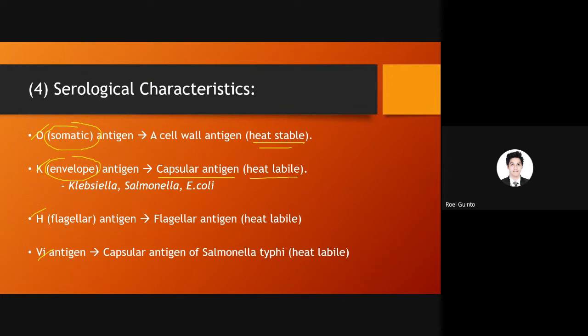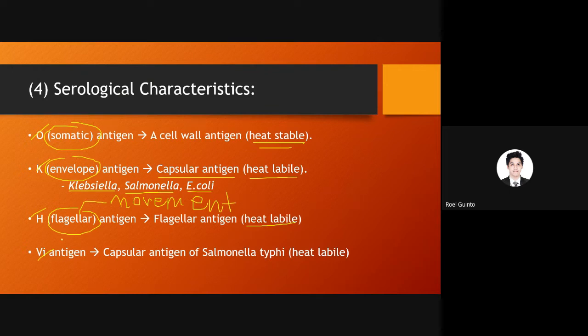So what does the envelope antigen do? It protects the microorganisms. So which microorganisms have the envelope antigen? We have Klebsiella, Salmonella, and Escherichia coli or E. coli. Next, we have the H antigen or the flagellar antigen. This is a heat labile antigen. We all know that the flagella are used by the microorganism for movement, so that they can be motile.